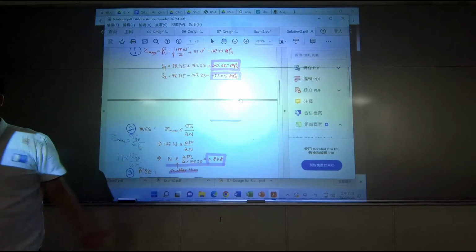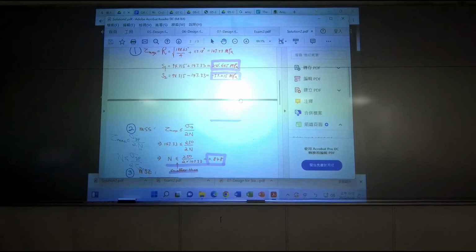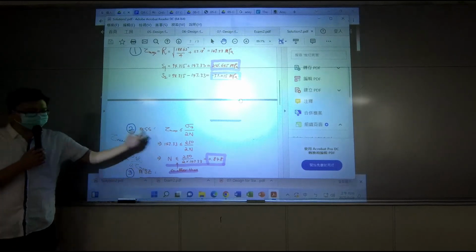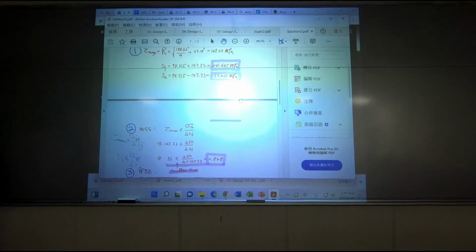So if you have a design like this, is it safe or not? No, because you should have a safety factor greater than 1. If you have a design with safety factor less than 1, it will yield. Okay? So this is indicating this is not a good design so far. And what's next?